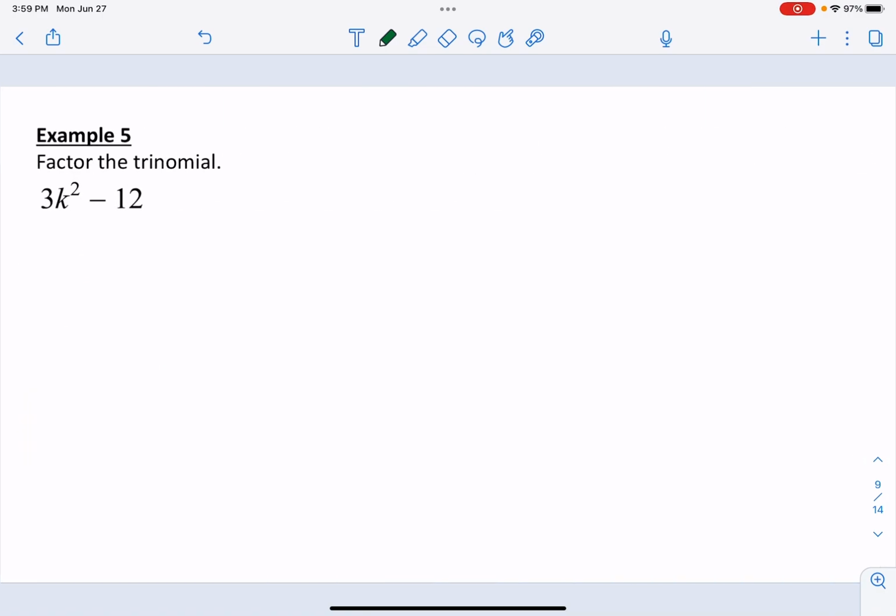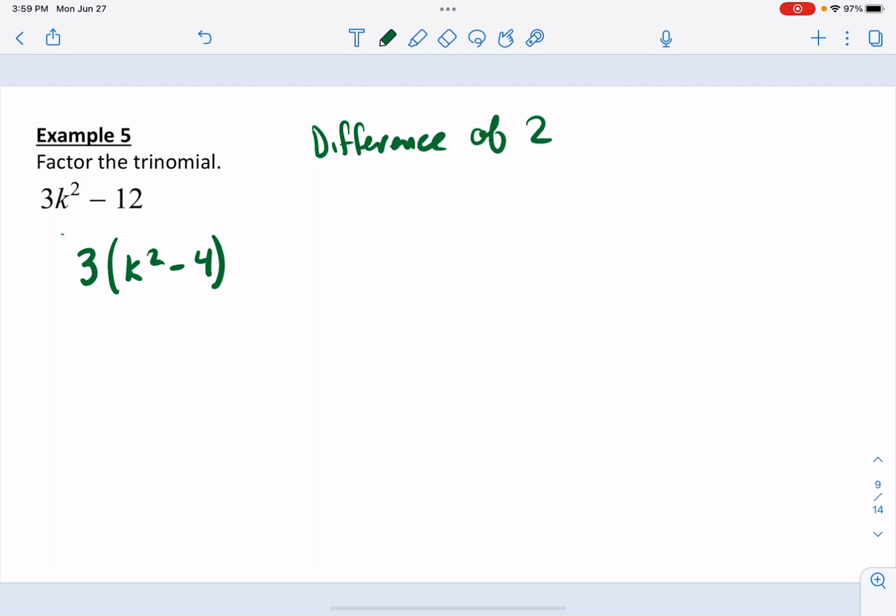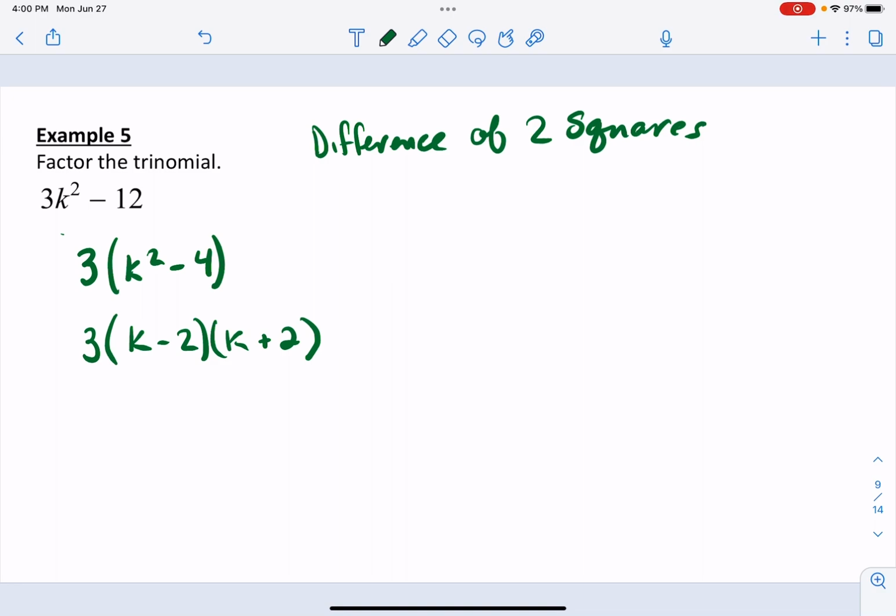Okay, factoring this trinomial. We actually did something like this in the other video. I just added this in because it was in our textbook. So first you have to look for a GCF. So I factor out a 3 because a 3 is in both terms. Now this is a difference of 2 squares. So since 4 is a perfect square, remember when we factor a difference of 2 squares, it's the same number. It's the same thing, just you have opposite signs.